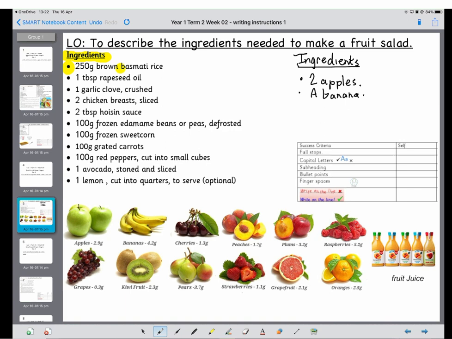Okay, so you've got the idea? So that's your challenge for today. Write a list of all the ingredients that you're going to need to make your fruit salad. Okay, over to you.